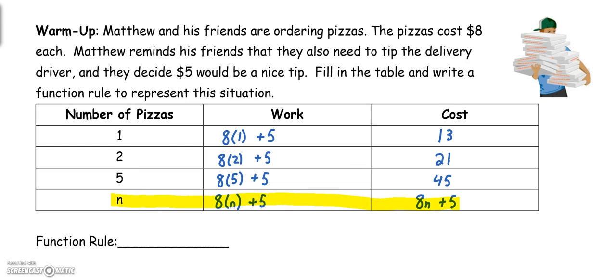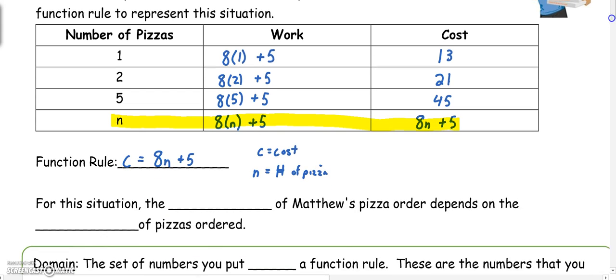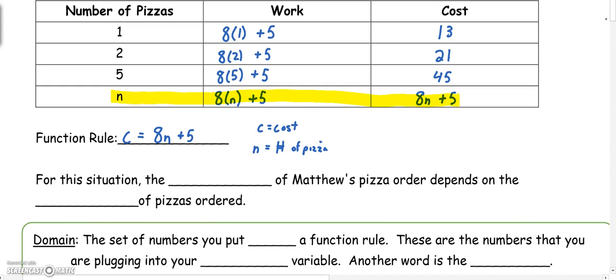So in this case, I would say that my cost, C, is equal to $8 times the number of pizzas plus a $5 tip. So remember that C is our cost and n is our number of pizzas. So for this situation, our two variables are cost and number of pizzas. In this situation then, we would say that the cost of Matthew's pizza order depends on the number of pizzas ordered.